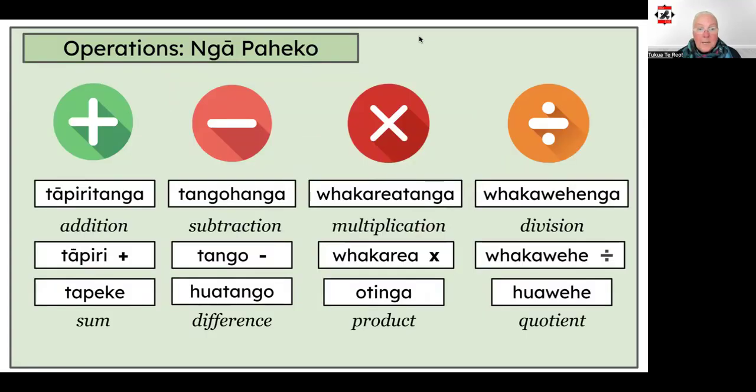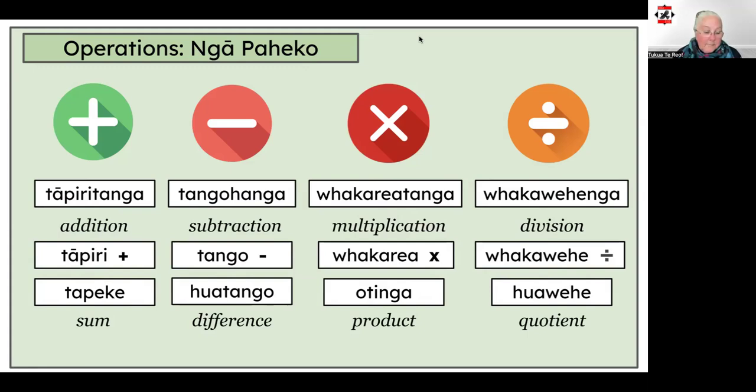Let's start with the 4 main mathematical operations: addition, tāparitanga; subtraction, tangohanga; multiplication, whakareatanga; and division, whakawehinga. I've added in the words for add, subtract, multiply and divide as well.